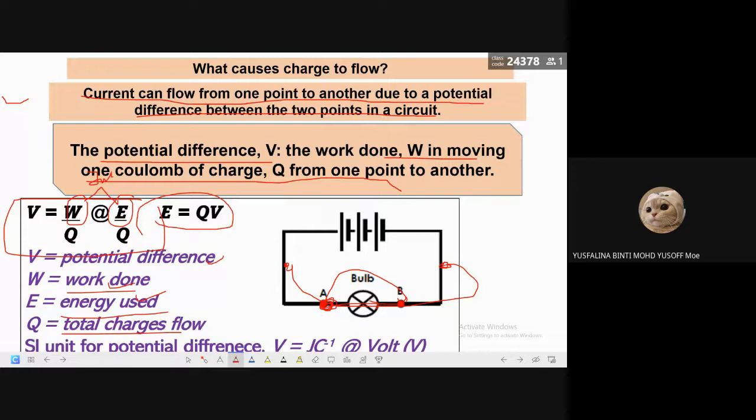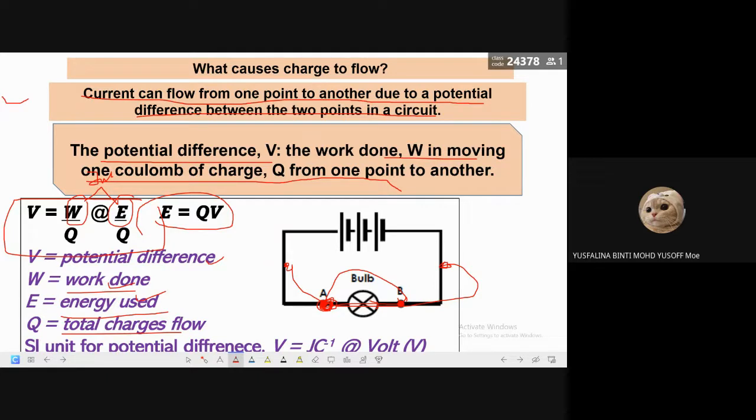What is the potential difference? And the work done or energy used, to move from point A to point B. And Q is the total charge. What is the charge? Here they say 5 coulomb charge, so I have to find the energy used to transfer the 5 coulomb charge from A to B, right?